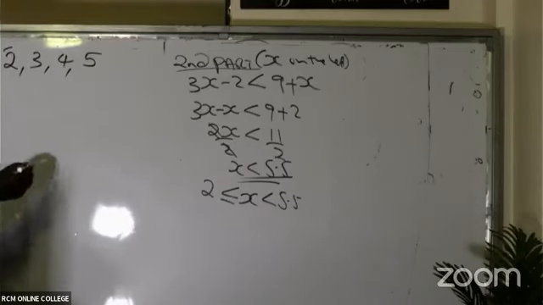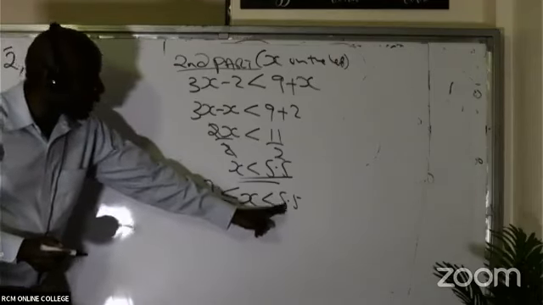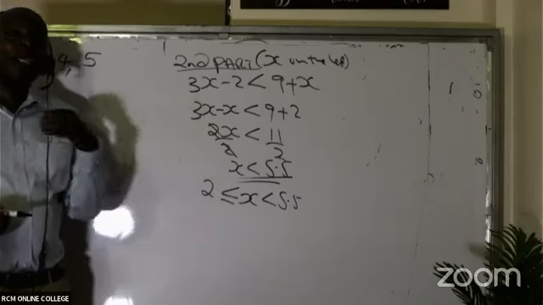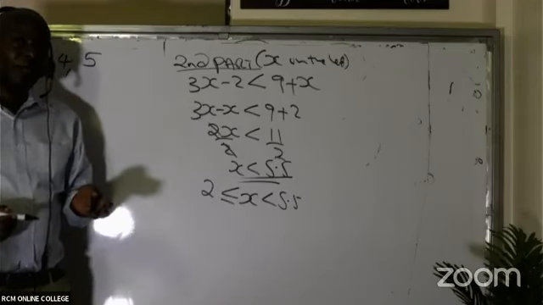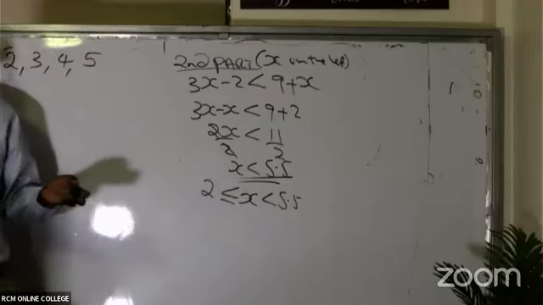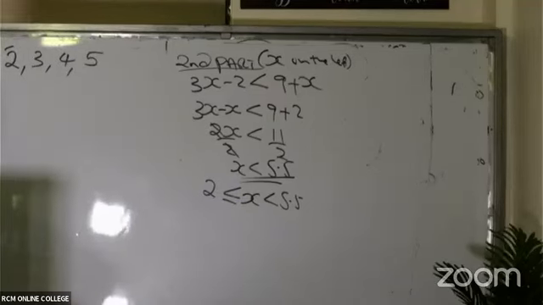But I can't exceed this because the next number is supposed to be less than 5.5. Could it be 5.4? But you see, I want a whole number. A whole number in this case which is less than 5.5 is what here? Is 5.